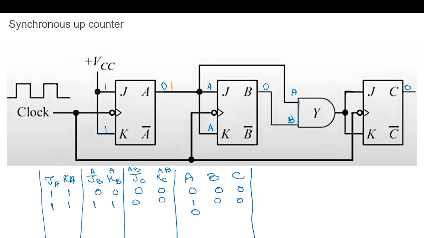So again this will toggle, remain in the same state. Now again this will be 1 1. This is A, this is A and B. So remain in the same state and toggle. So in this way, this flip-flop will work, controlled by the same global clock, so it is a synchronous counter.